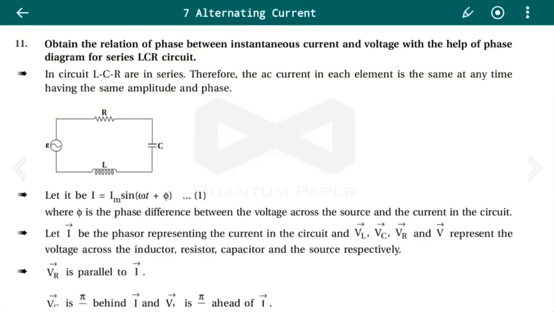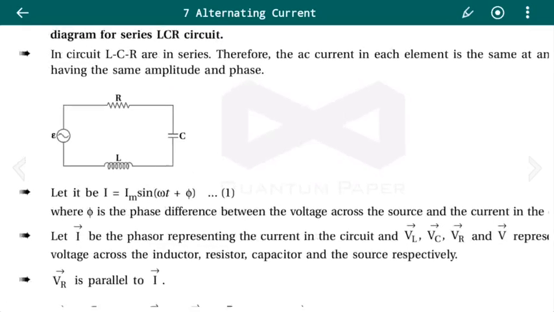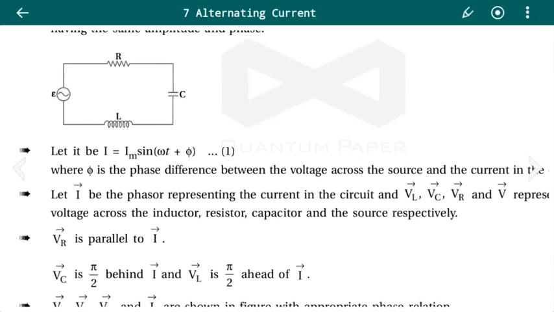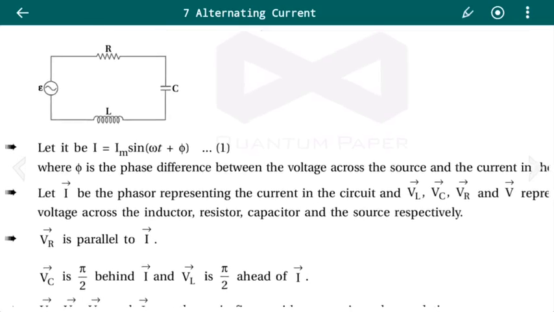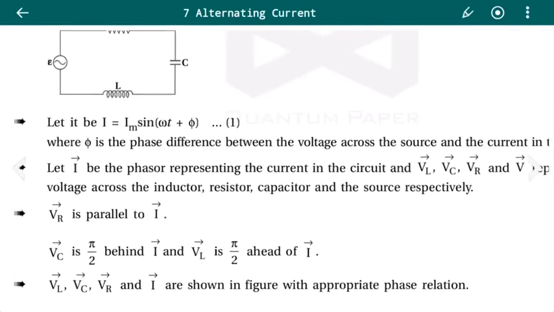Let us see the relation of the phase between instantaneous current and the voltage with the help of a phasor diagram for the series LCR circuit. In the circuit LCR is in series. Therefore, the AC current in each element is the same at any time, having the same amplitude and phase, because we know that for the series combination the current passing through will be the same. So here let it be I equals Im sin omega t plus phi, where phi is the phase difference between the voltage across the source and the current in the circuit.